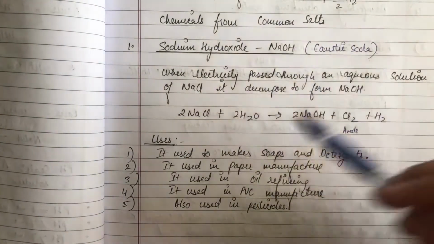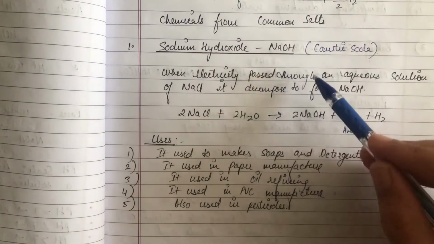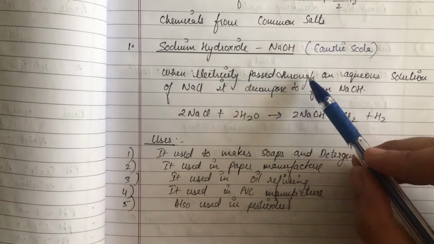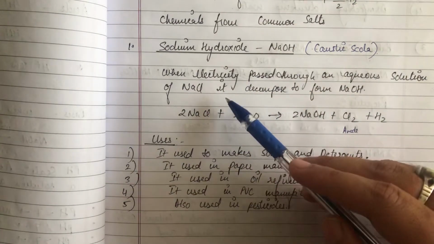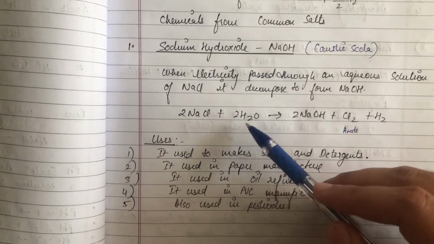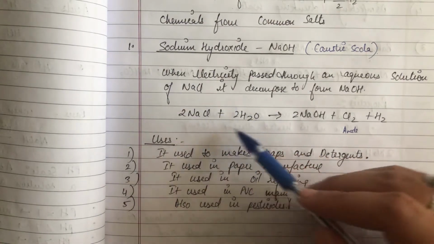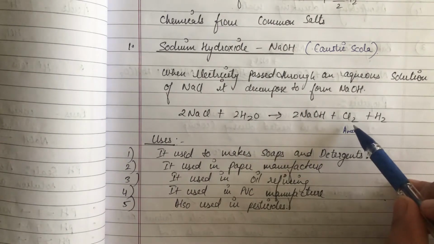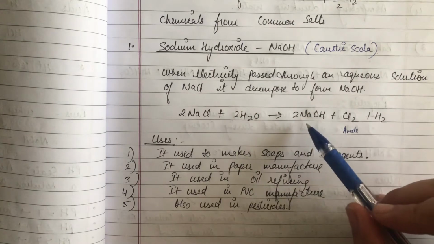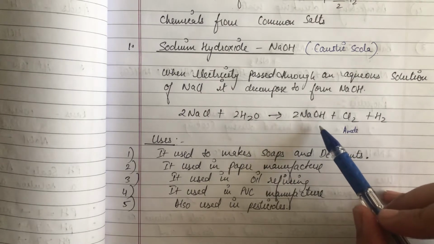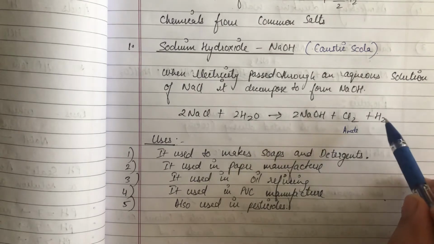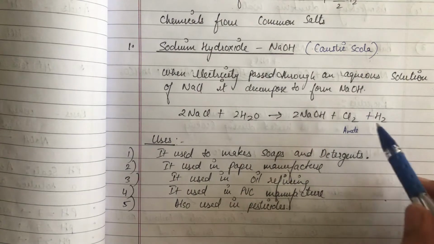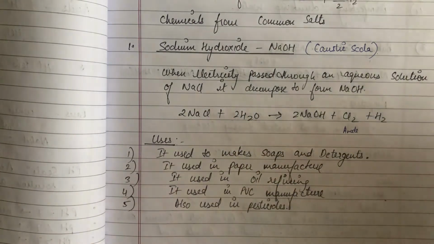Sodium hydroxide is NaOH. It is also known as caustic soda. When electricity is passed through an aqueous solution of NaCl, that is NaCl with water, it forms NaOH, that is caustic soda, plus chlorine plus hydrogen. NaOH and hydrogen are formed at the cathode, and chlorine is formed at the anode. This reaction takes place inside an electrolytic cell.